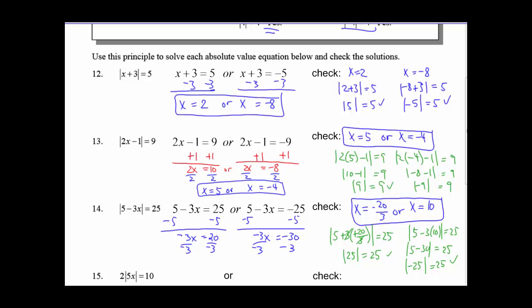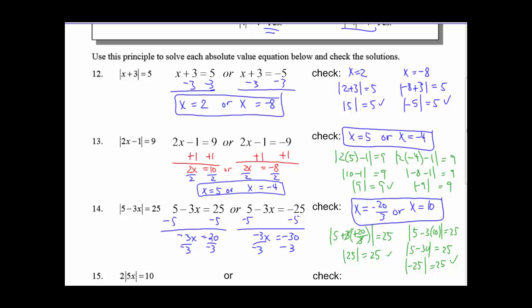For 14, we get 5 minus 3x equals 25. We got 5 minus 3x equals negative 25. In both equations we have to subtract 5, then divide by negative 3, and we get negative 20/3, or x equals 10.